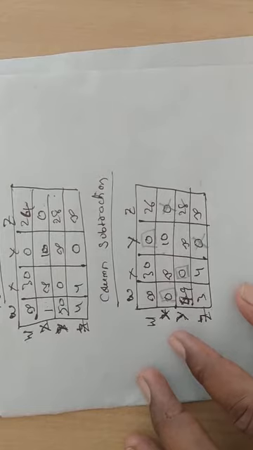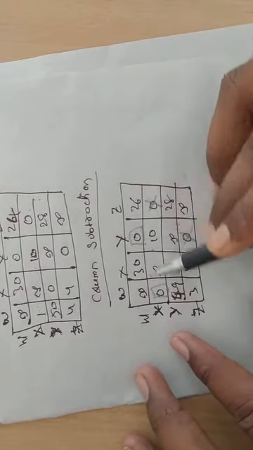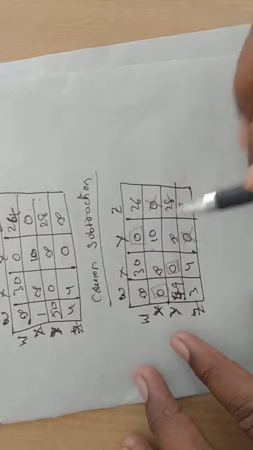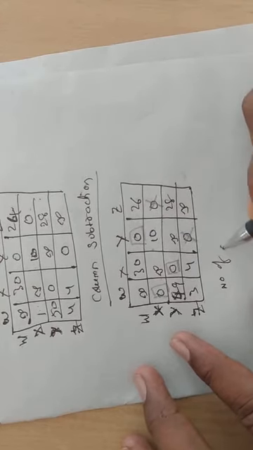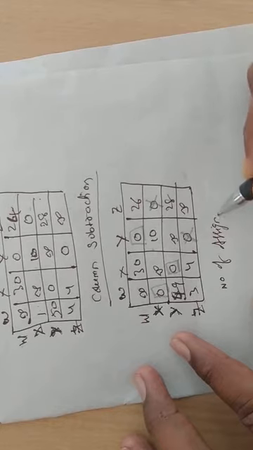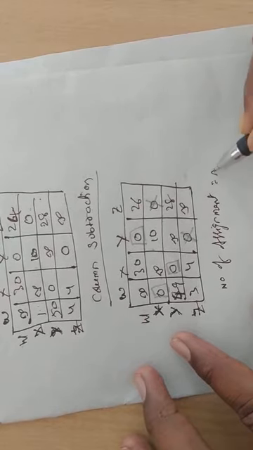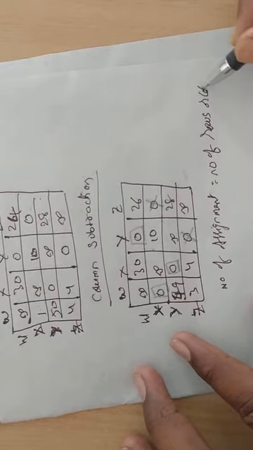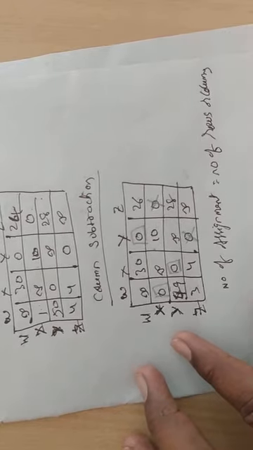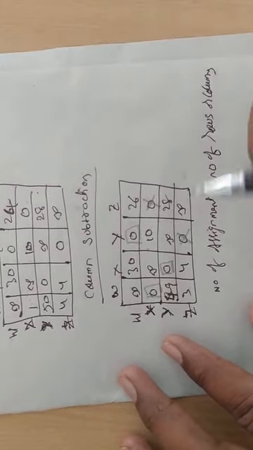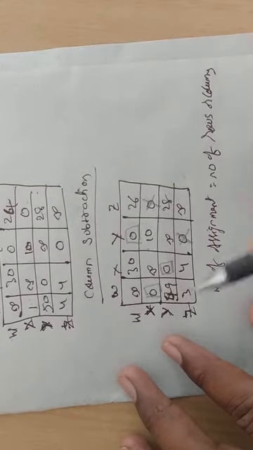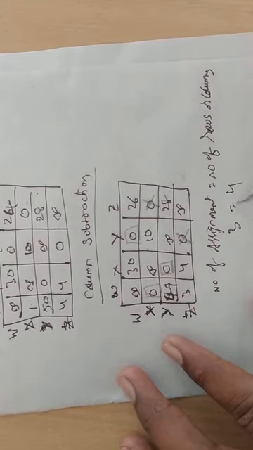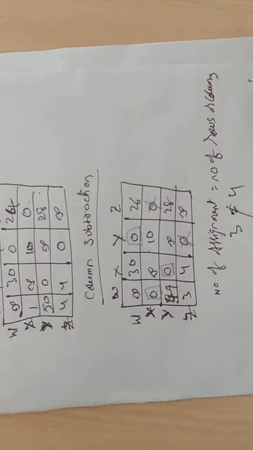Okay? So now we have to count the number of assignments: 1, 2, 3. So 3 assignments. The number of assignments should be equal to the number of rows or columns. Here the number of assignments is 3 and the number of rows is 4, so we did not get equality.